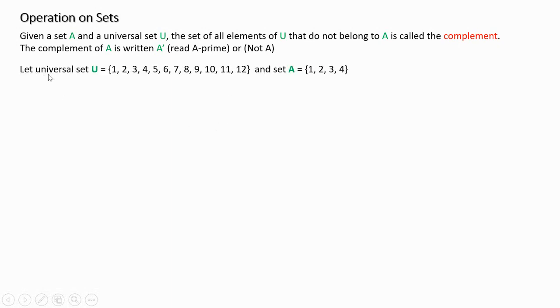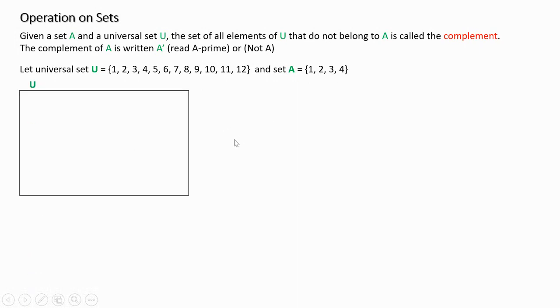Example, let the universal set U equal 1, 2, 3, 4, all the way to 12. The set A is equal to 1, 2, 3, 4. So here is like with a Venn diagram, right? This is U, this is A, and here on the outside of A is not A, or A complement.